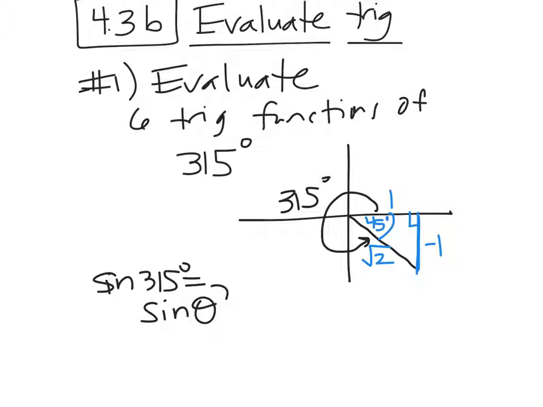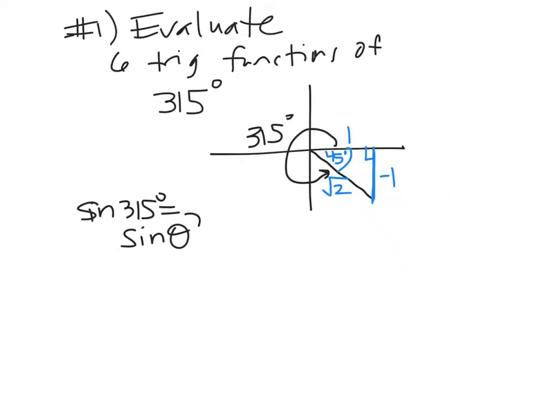And now we evaluate, okay? Couple ways you can do this. You can do it like this, or you can just evaluate the sine of 45, cosine of 45, and then remember which quadrant you're in, and then put their signs accordingly. You can do it that way too. All right, so let's do it. What is the sine of 315?